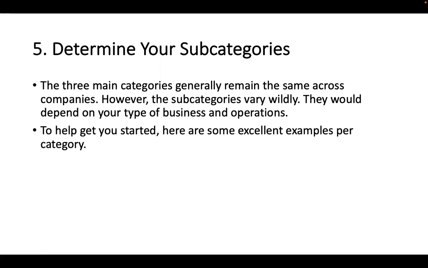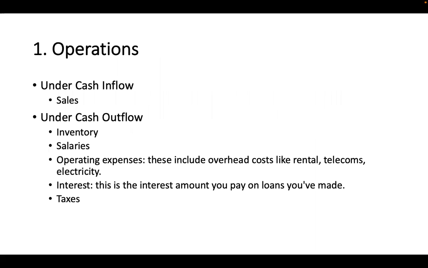So these three main categories would remain the same irrespective of the type of company you are dealing with or type of product you are dealing with, but the subcategories would depend. The subcategories would vary widely from company to company on the basis of the nature of the business a company is dealing in and the types of operations a company is dealing with. So this is the typical example.